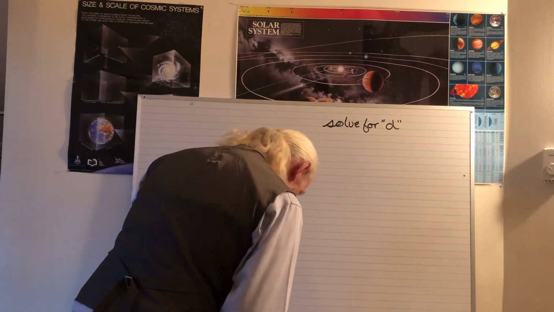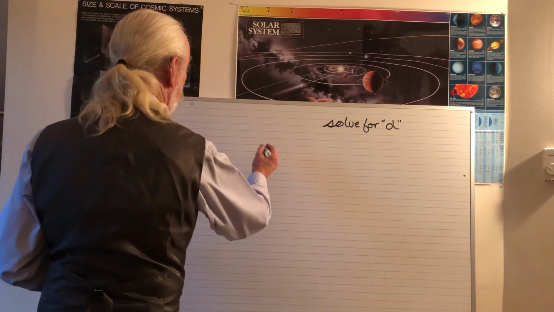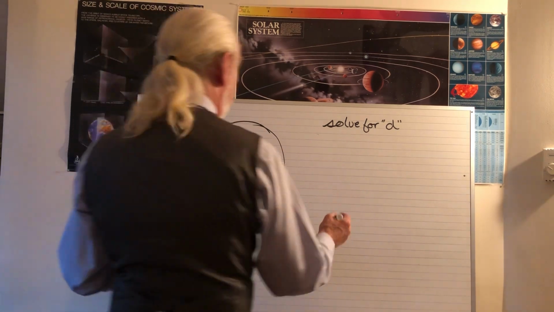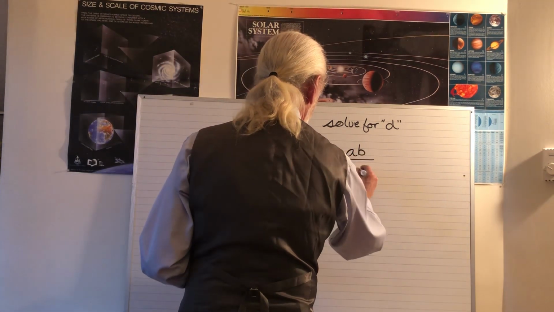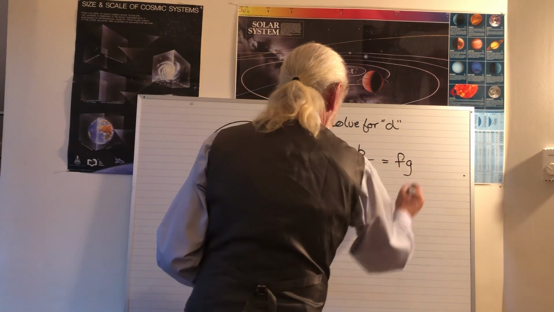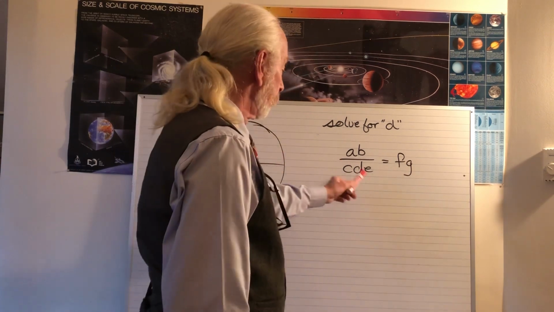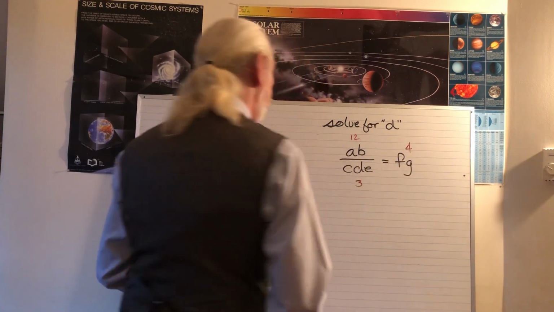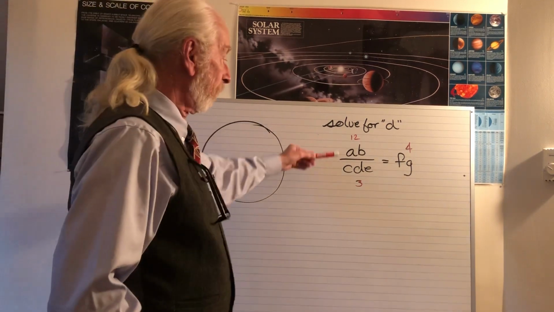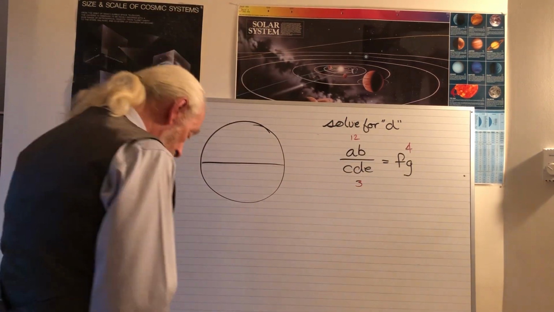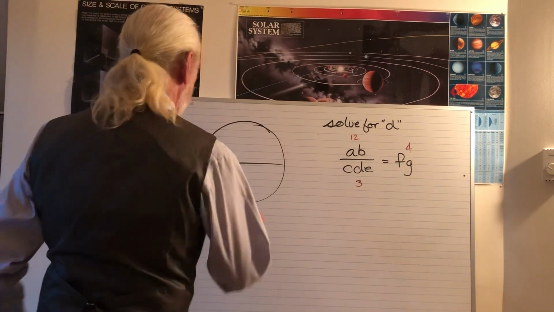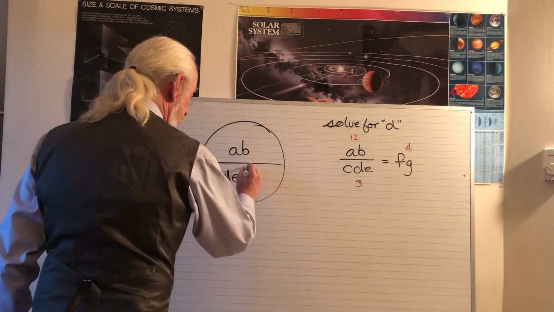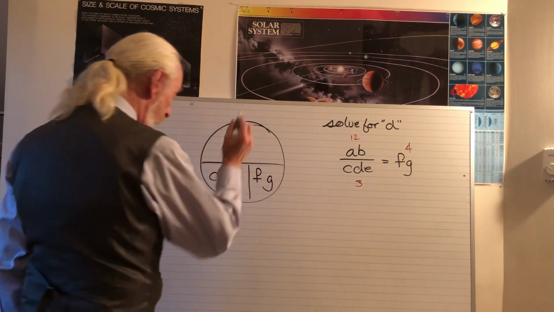So we're still on page 29. And here's our problem. Now, as you look at this, isn't this kind of like 12 over 3 equals 4? It's kind of on that idea. You got something over something equals something. So what's on top? I look to see if I got something on top, and there it is, AB. AB is going to go on top over CDE, FG.